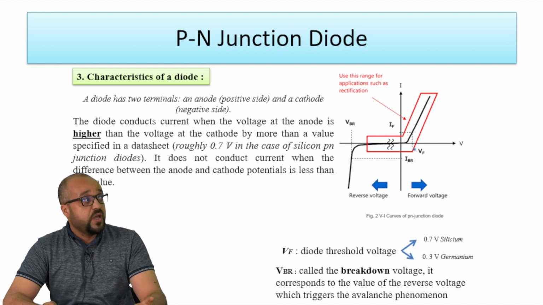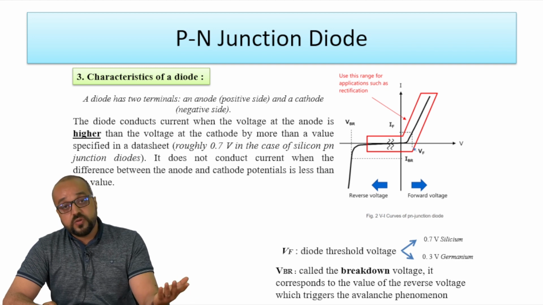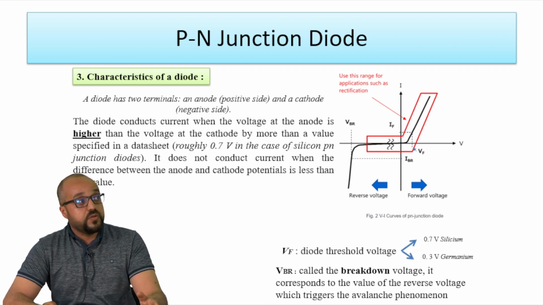We also have, on the other side, the left side, the reverse voltage. We have VBR, which means the breakdown voltage, and it corresponds to the value of the reverse voltage which triggers the avalanche phenomenon.